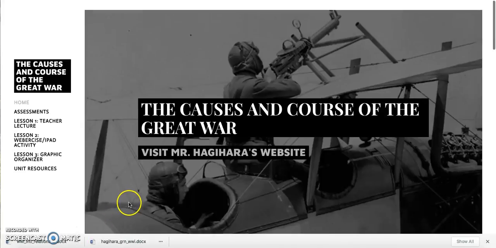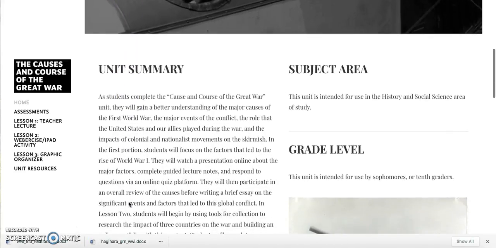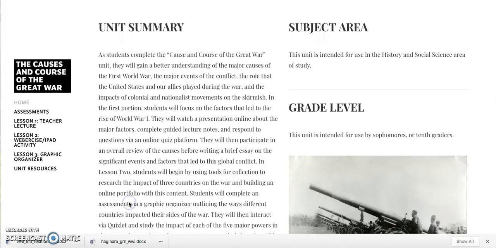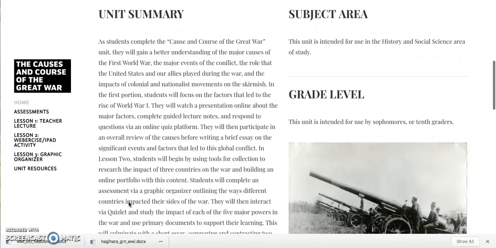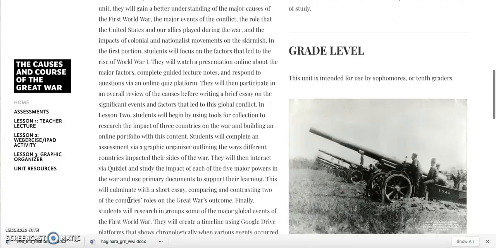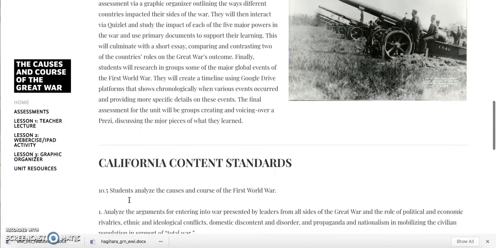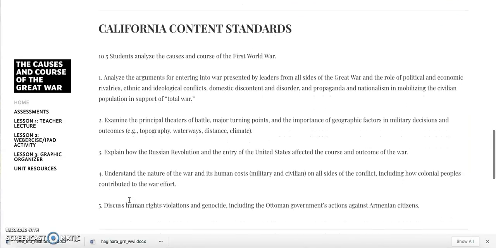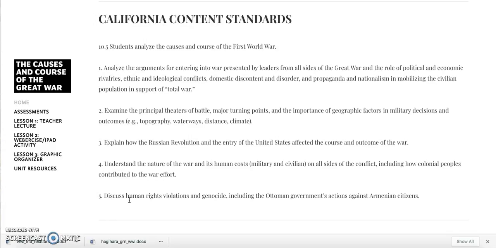On the home page here on the unit plan website, you'll find some information on the basic premise of my unit plan, which I'll run you through as we go through the presentation. This unit plan was built around the California Content Standards for Social Science for 10th grade, being the sophomore class, and it's intended to run students through California State Standard 10.5, which asks students to be able to analyze the causes and course of the First World War.